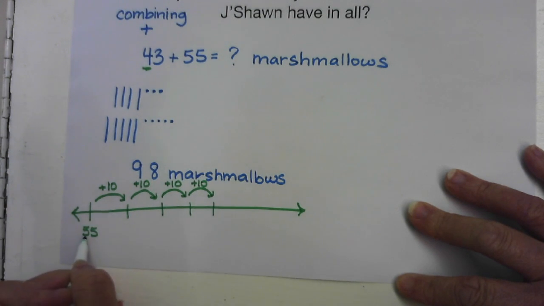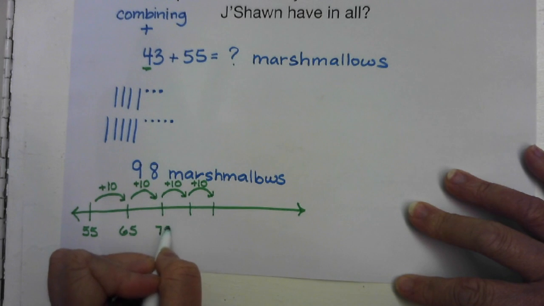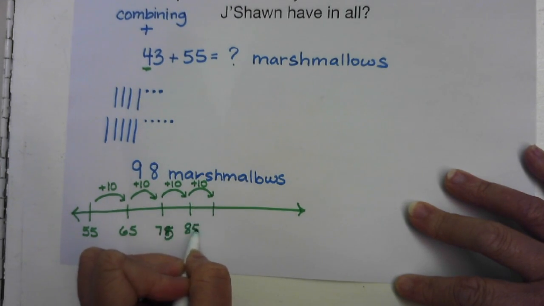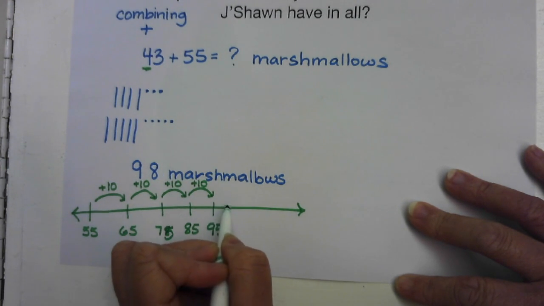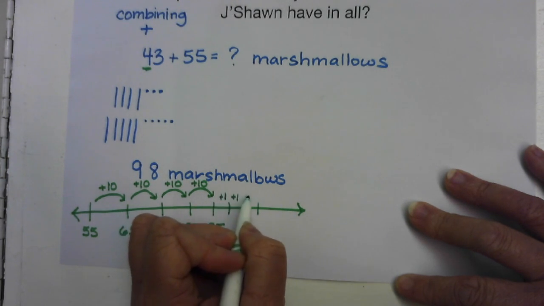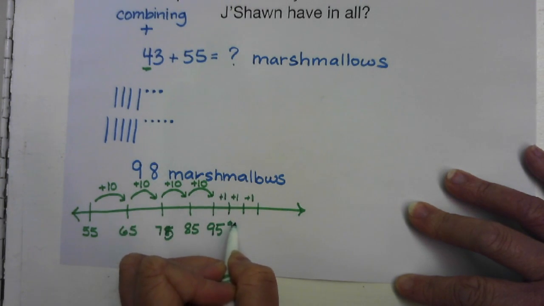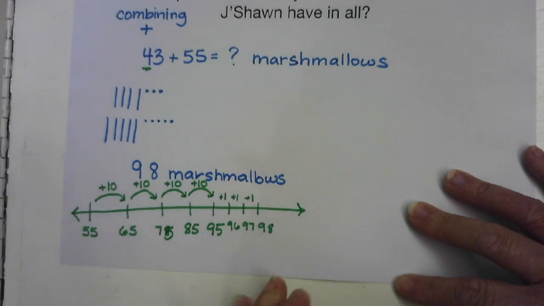Okay, 5 tens. We're going to go up to 6 tens, 7 tens, 8 tens and 9 tens, and then 3 ones. 1, 2, 3. 96, 97, 98. So we got the same sum either way.